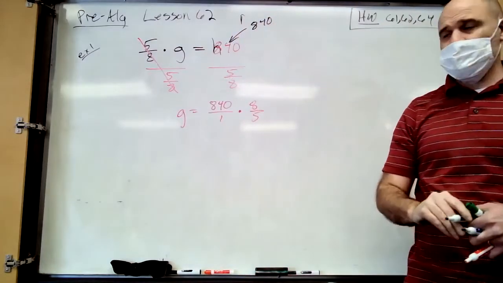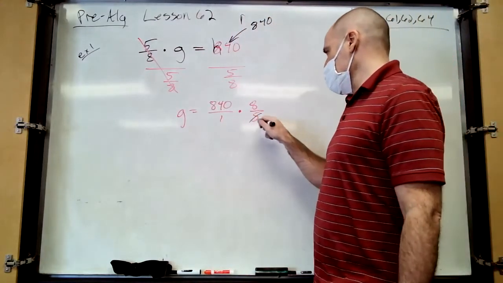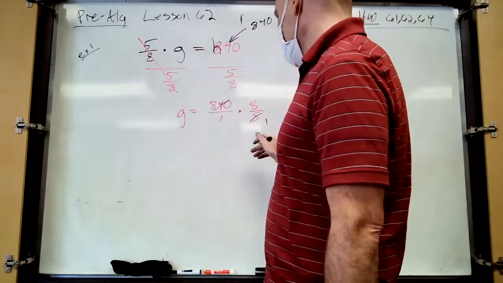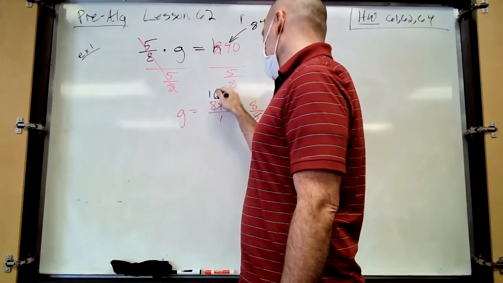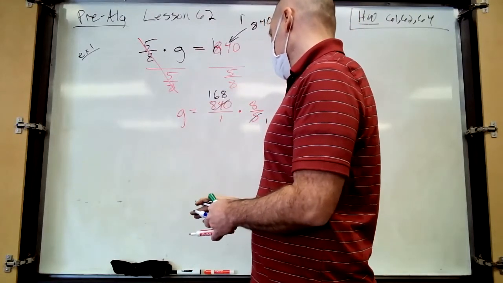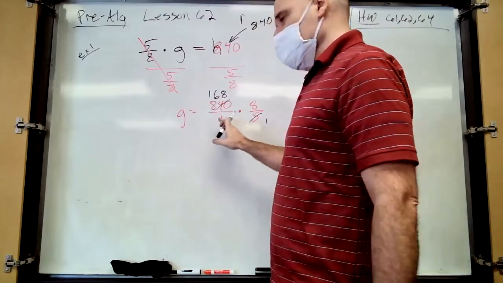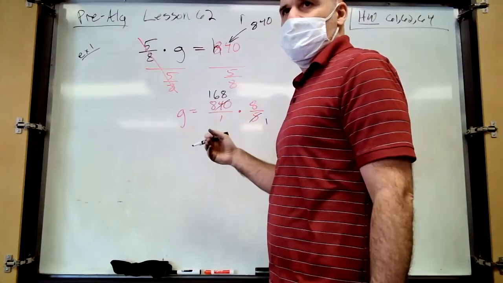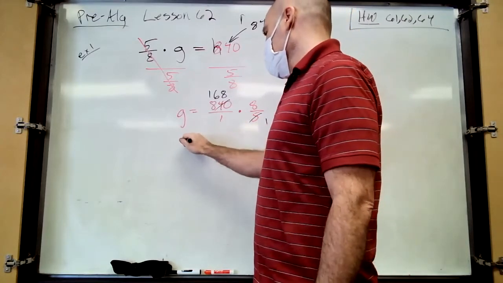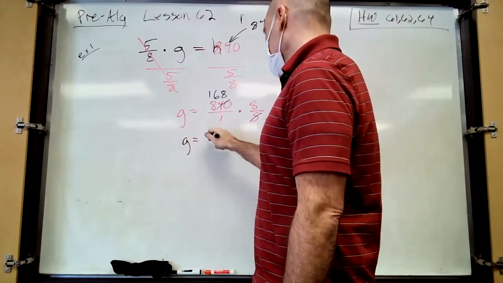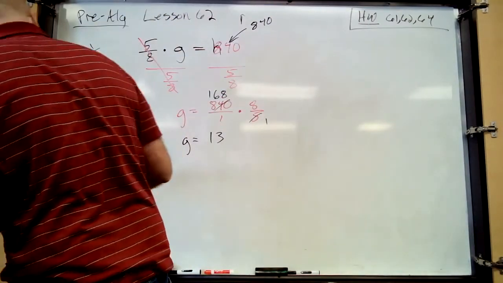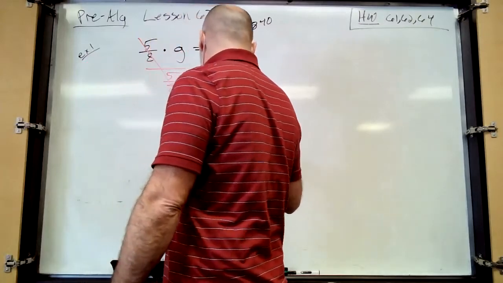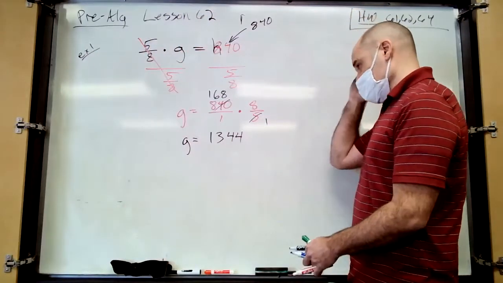See what we did? Okay, we can do this. Let's see, 5 goes into 840 168 times. I divided by 5. And then when you multiply this out, you get 1,344. Let's go.